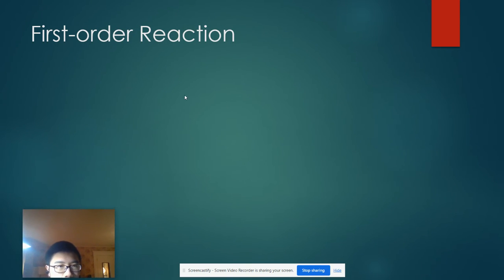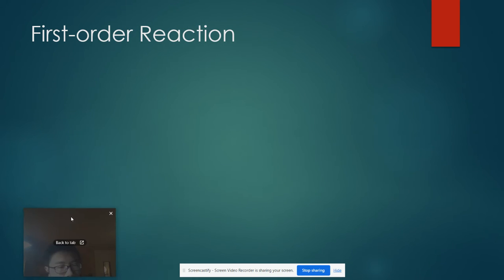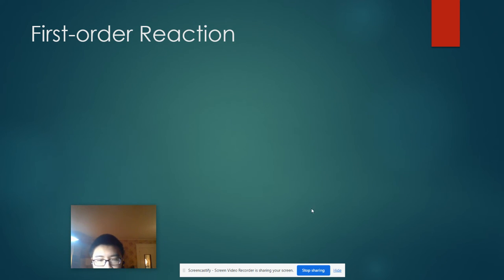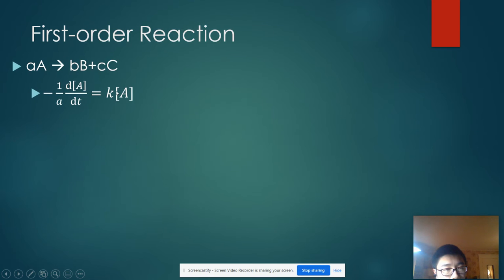Okay, so let's talk about first order reaction now. First order reaction, in this case, we use a reaction: a moles of A react to itself to form b moles of B plus c moles of C. So the instantaneous rate is this expression on the left side, and the right side is the rate law. It's the first power because it's a first order reaction.